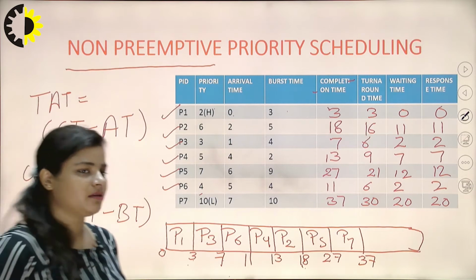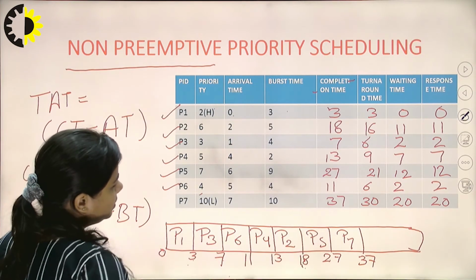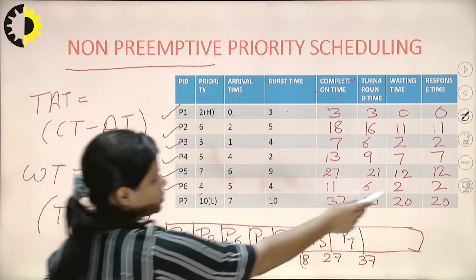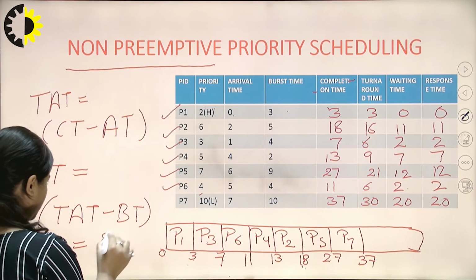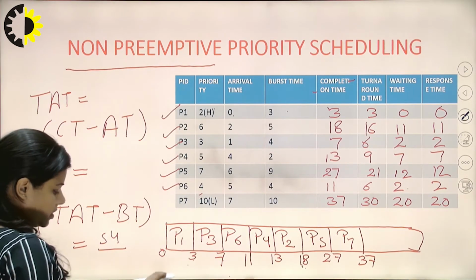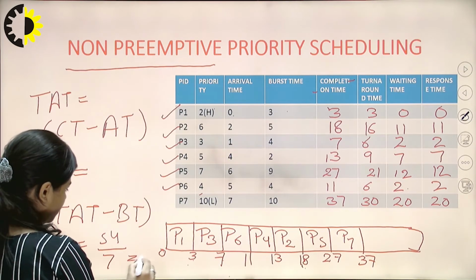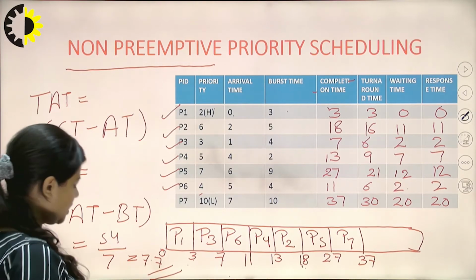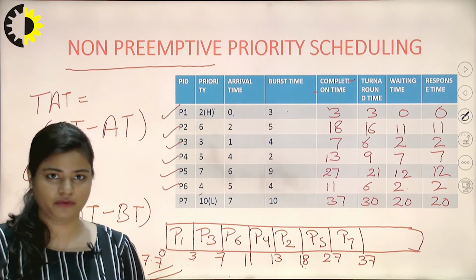So average waiting time I'm just going to calculate. Let's add all these waiting times: 0 plus 11 plus 2 plus 7 plus 12 plus 2 plus 20. It would be 54, and processes are 7. So we will have around 7.7 as average waiting time, and average turnaround time please calculate and comment. You can comment over here.